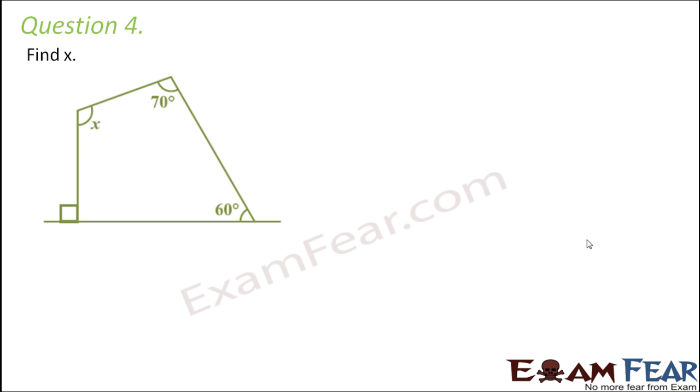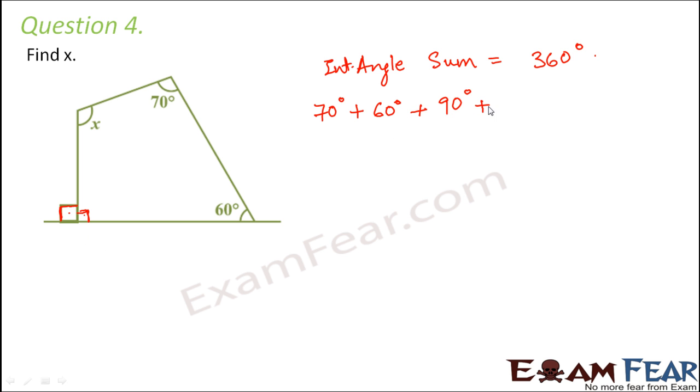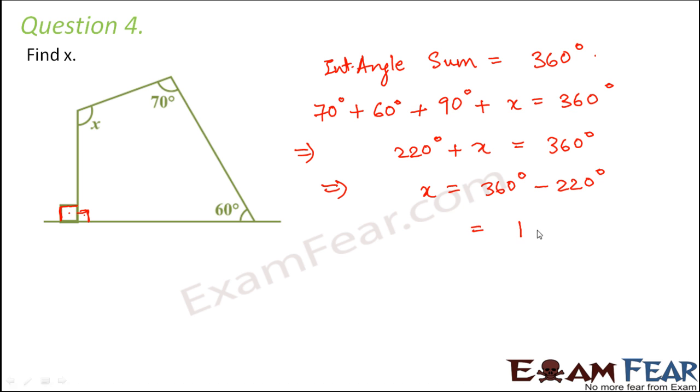Question number 4. Again find x. So here if you see, this is again a quadrilateral. Therefore the interior angle sum here also would be equal to 360 degrees. So we have 70 degrees plus 60 degrees plus how much would be this angle? If this is 90 degrees, this is also 90 degrees, because the sum of these two angles is a straight line which is 180 degrees. So this would be 90 degrees plus x is equal to 360 degrees. So this entire value is 220 degrees plus x is equal to 360 degrees, or we can say x is equal to 360 degrees minus 220 degrees, which is equal to 140 degrees. So that's the value of x.